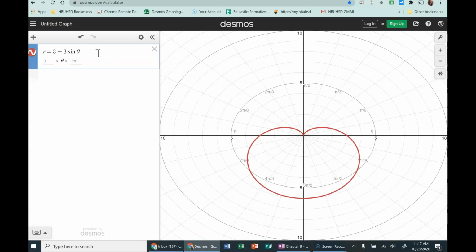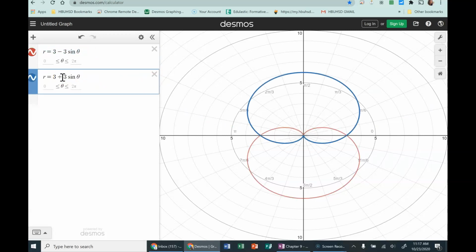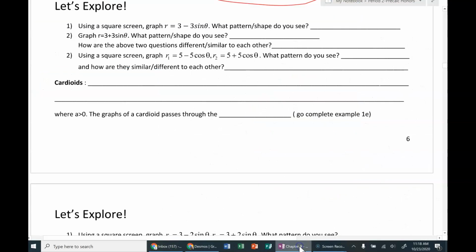Okay, I'm working this first one out with you, and I want the next one as well. What's easiest for me is just copy and paste and change my addition sign. There you go. So the red one is, oh, that's pretty, right? And the blue one, oh, that's cool. So let's go back and see what it wants us to do.